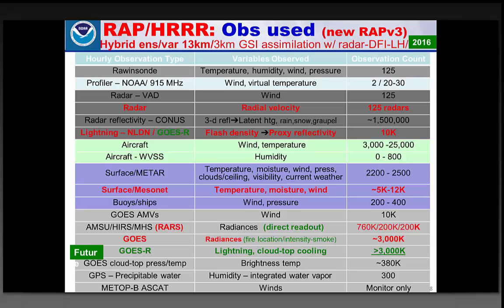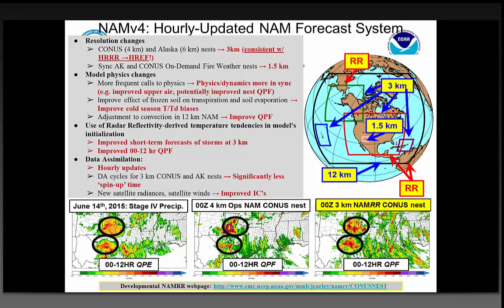And then this is in beyond, when we're talking about the RAP and the HER as a control member of the new ensemble, just as the next system, the NAM-RR, the rapid refresh high-resolution version of the NAM, where the nests are being extended from 6 kilometers in Alaska to 3 and from 4 kilometers to 3 in CONUS. The other nests, Alaska and Hawaii, are going to remain at 3. They're already there at 3. This is to line them up with the high-res ensemble forecast and the HER, so things will be at 3 kilometers.